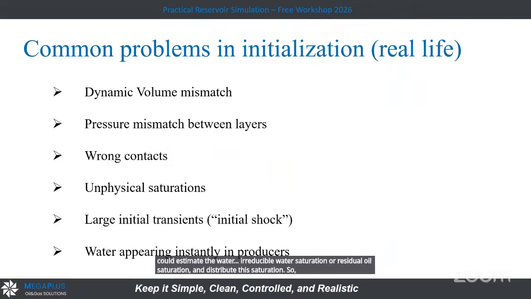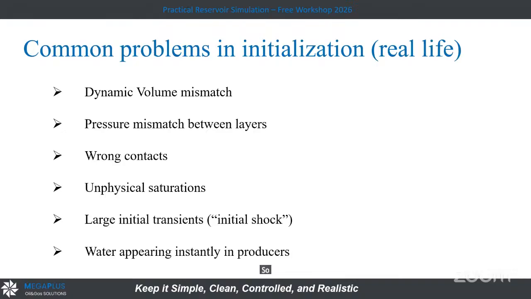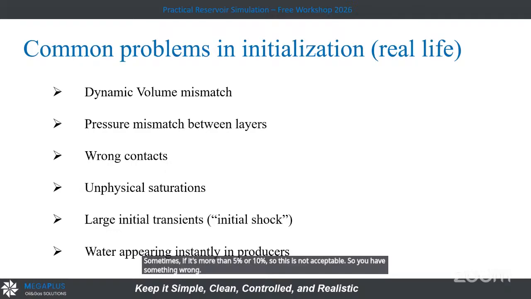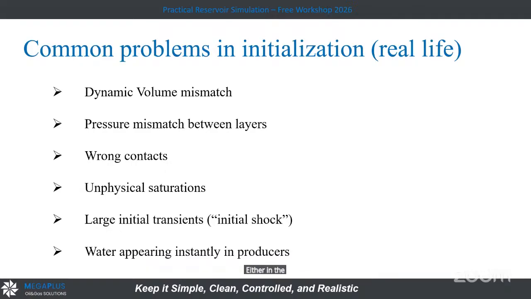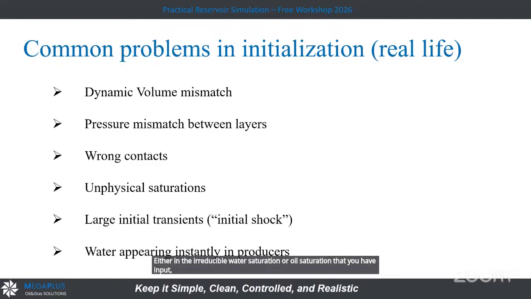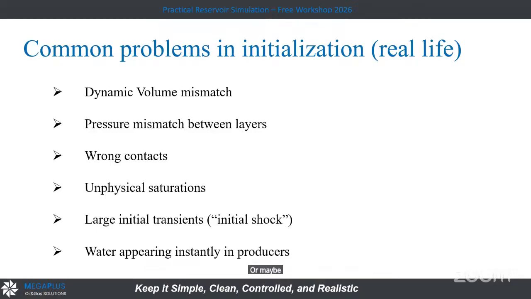So it's a dynamic distribution. So you could have a volume from the dynamic that differs from the static. Sometimes if it's more than 5% or 10%, it's not acceptable. So you have something wrong, either in the irreducible water saturation or oil saturation that you have input, or in the static model, in the porosity and the assumption of water saturation that you have made, or maybe it could be distributed in a wrong way.